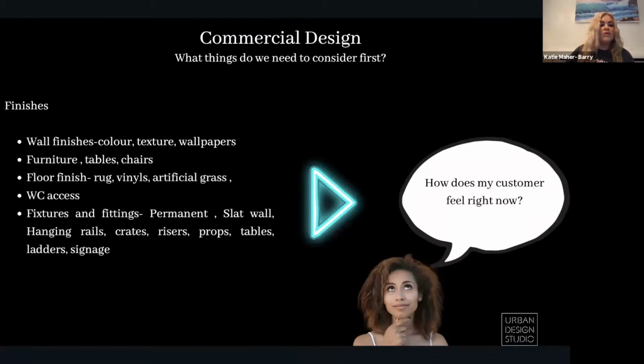So we have wall finishes, colors, textures, wallpapers, furniture, tables, chairs, floors, rugs. Are there toilets that you can offer your customer? Are they regulation? Because wheelchair accessibility now also needs to be taken into consideration. So when you're making out your floor plan, make a list of what you need that space to do for you, and then you can come back to your fixtures and your fittings.